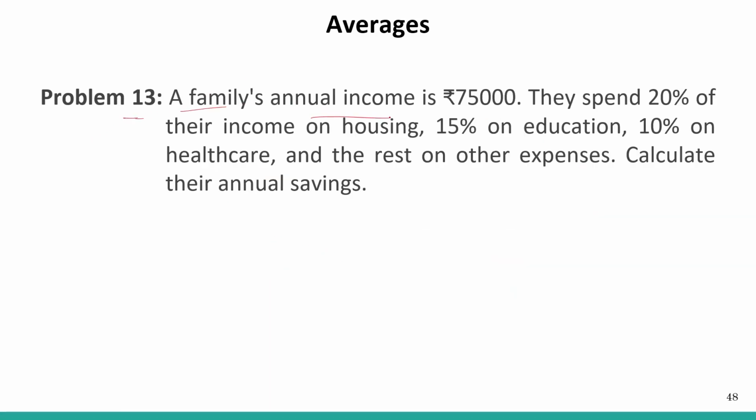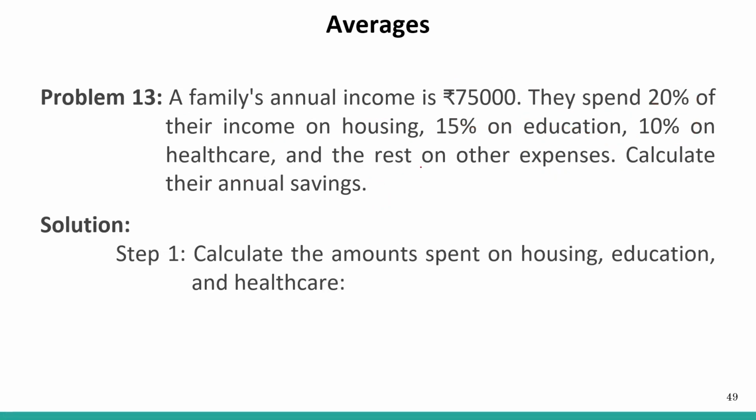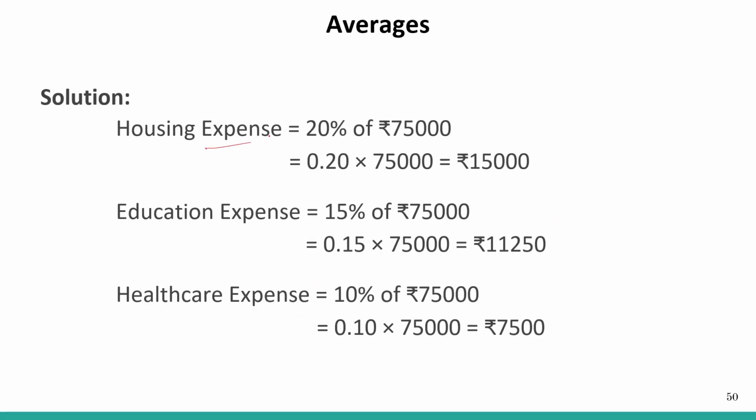So a family's annual income is 75,000. Okay, they spend 20% of their income on housing, 15% on education, 10% on healthcare, and the rest on other expenses. So calculate their annual savings. So let's go forward with the step-by-step solution. Calculating the amount spent on housing, education, and healthcare. So for housing expense, it is 25% of our whole income, so it will be 15,000.